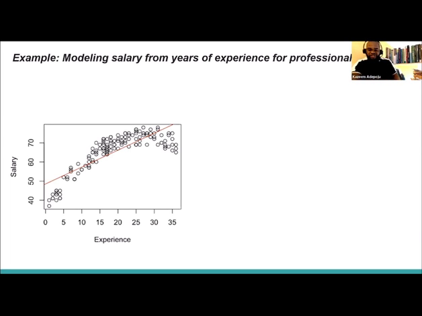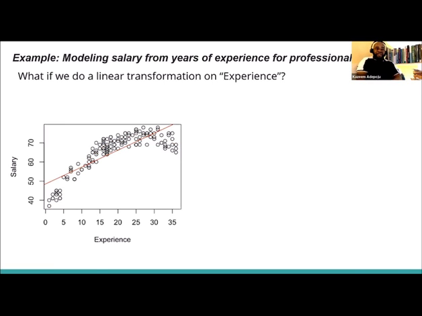I'm seeing a curve. Okay, that is looking like a curve. Take a look at that. Now if that is looking like a curve, the question now is, what is making this look like a curve? What if we do a linear transformation on experience?